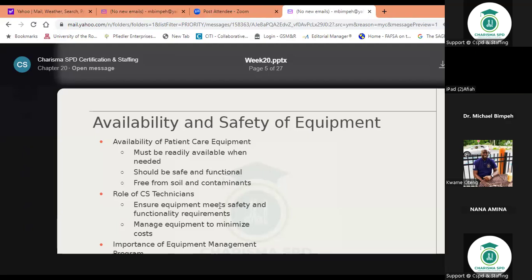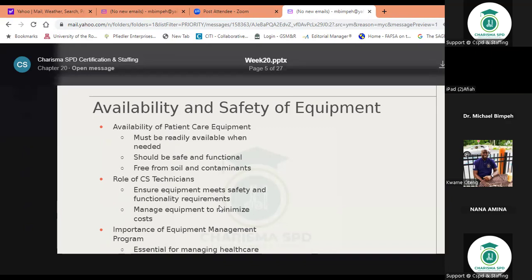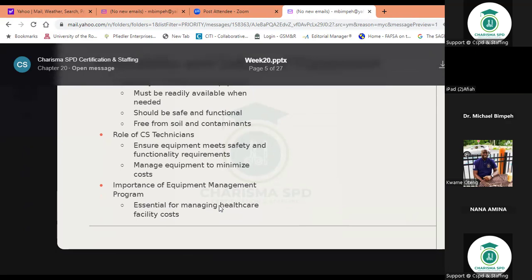Remember, it must function very well. Remember that. Manage equipment to minimize cost. I mean, you don't have to say, oh, after all, it's not my father's property. You don't have to be callous. Be diligent. Don't let the word callous describe you, but let diligence describe you. Integrity describe you. Work as if it is your own property. Work as if the instruments are yours.